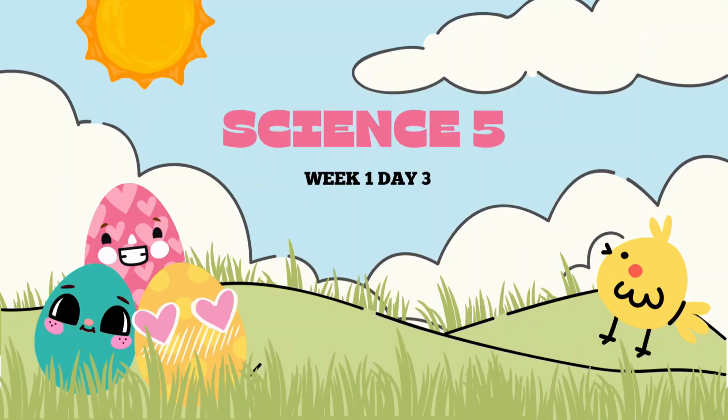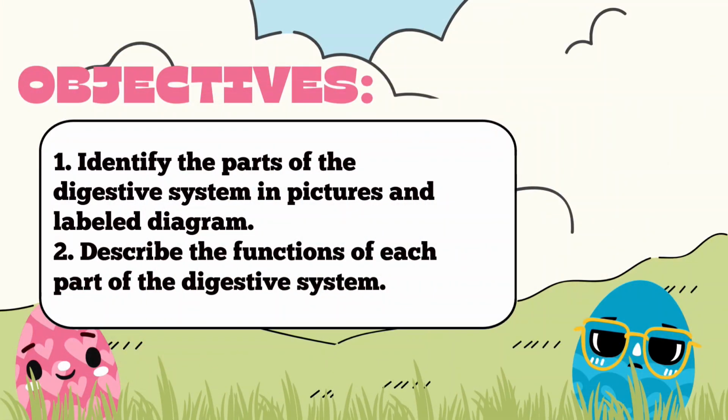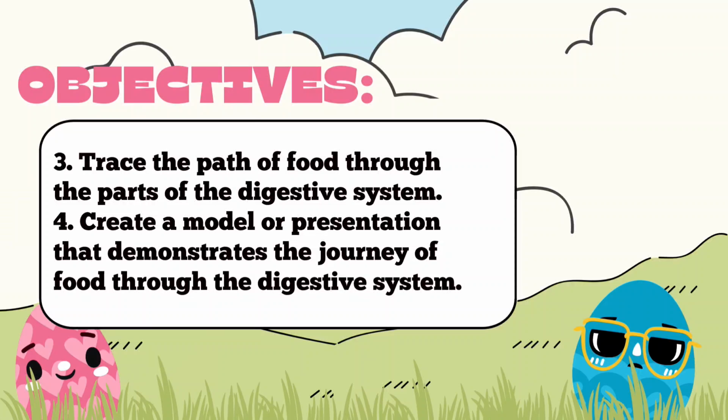Day 3. Objectives. Number 1, identify the parts of the digestive system in pictures and label diagram. Number 2, describe the functions of each part of the digestive system. Number 3, trace the path of food through the parts of the digestive system. And number 4, create a model or presentation that demonstrates the journey of food through the digestive system.